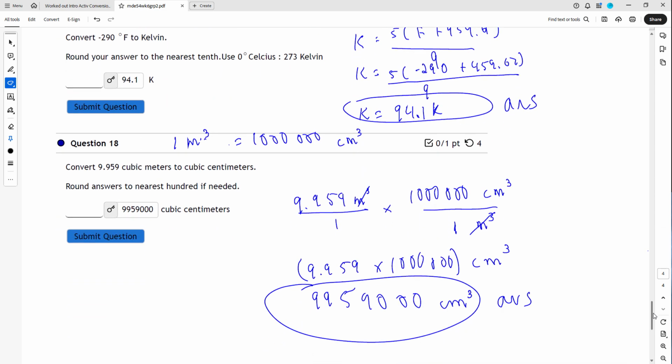Number 18, convert cubic meters to cubic centimeters. So 1 cubic meter is 1 million cubic centimeters. So I multiply and create a cancellation. The equivalence between the two here. 1 cubic meter is 1 million cubic centimeters. So I have 9.959 times 1 million gives me 9,959,000 cubic centimeters for my final answer. And that is number 18.